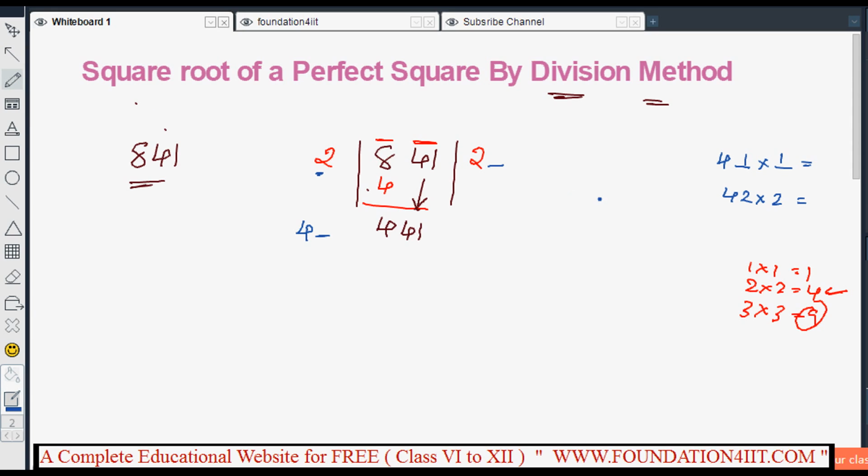If you do that, 41 ones are 41, 42 twos are 84, and 49 nines are 441. You need to keep the same number here and here always. So 49 nines are 441. Now if you subtract, this is 0. Until you get 0, you have to continue. Then whatever number is in the quotient place is the square root of 841. So here the number is 29.